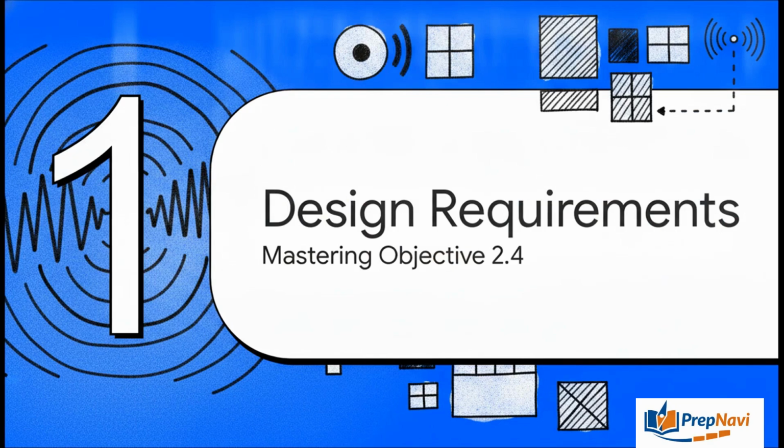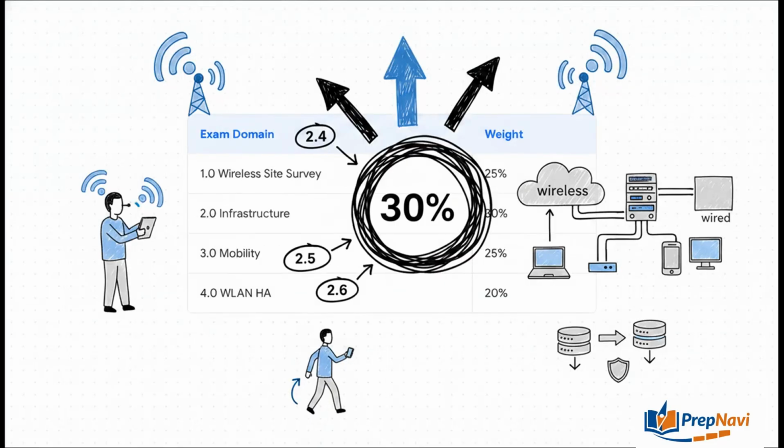All right, kicking things off with Section 1, Mastering Wireless Design Requirements. So, taking a strategic look at the entire exam breakdown, 4 main domains really stand out. Now, domains 1, 3, and 4, they hover around that 20 to 25% mark. But look at domain 2.0, wired and wireless infrastructure. That makes up a massive 30% of the exam weight. It's the single largest piece of the pie.